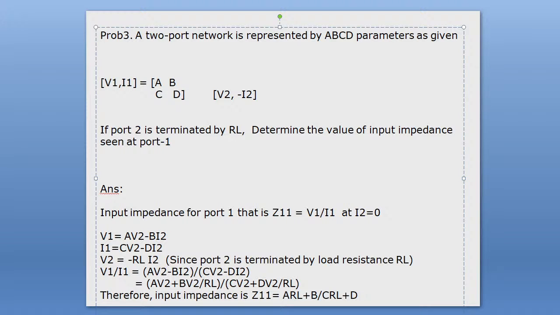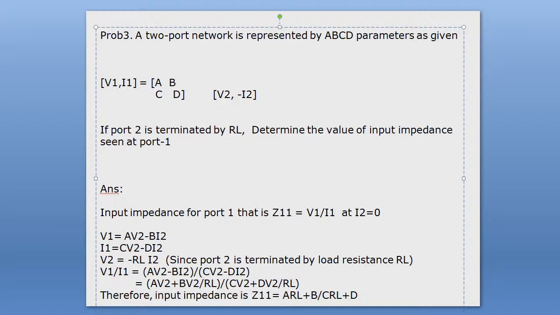Okay, now you see the input impedance for this network when the output port is terminated by load resistance RL will be equal to A RL plus B divided by C RL plus D. Okay, good.